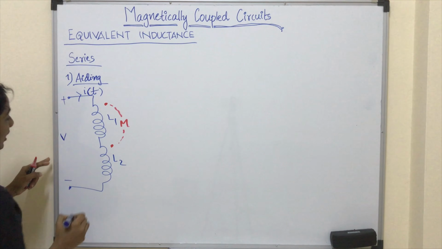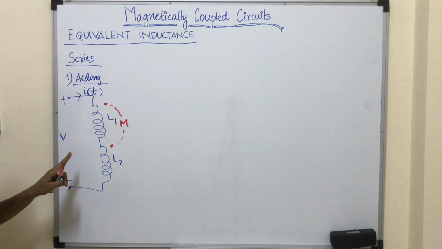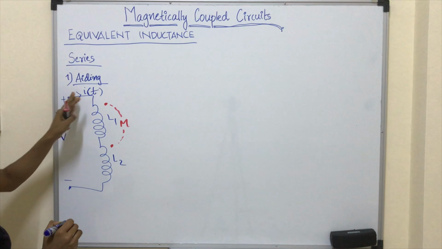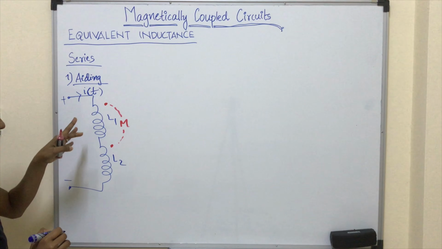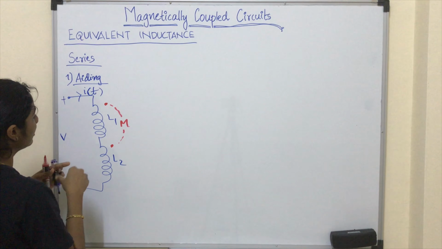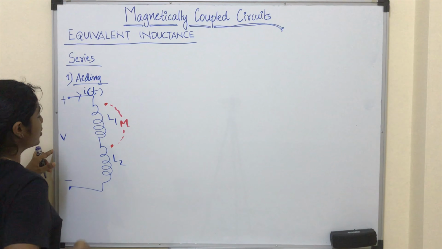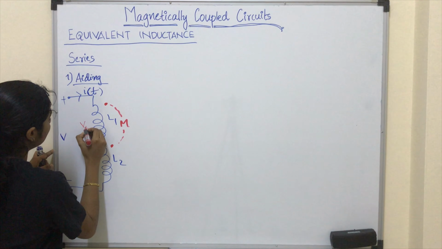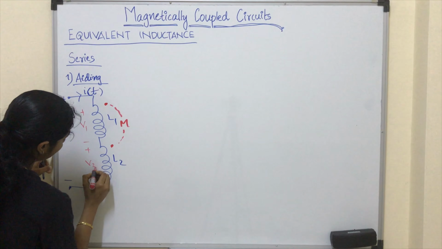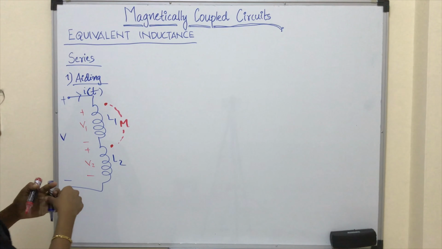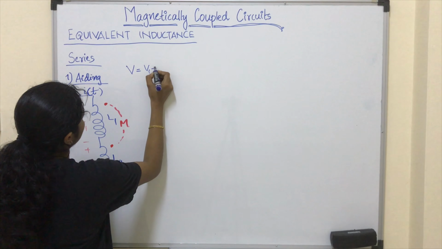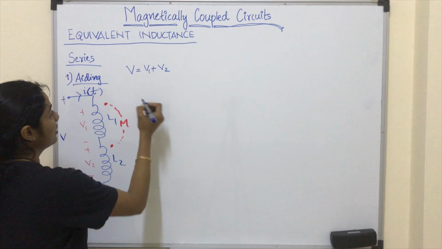Since this is a series connection, voltage divides and current is the same which is passing through both the coils. So I can say here, let the voltage be V1 and here the voltage be V2, and we know that V equal to V1 plus V2.